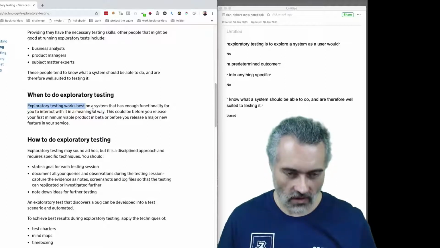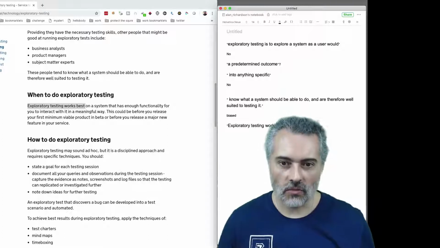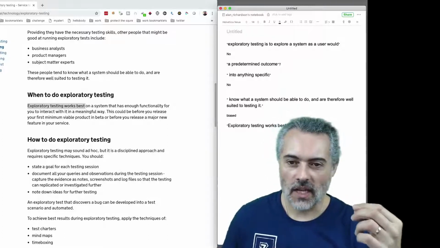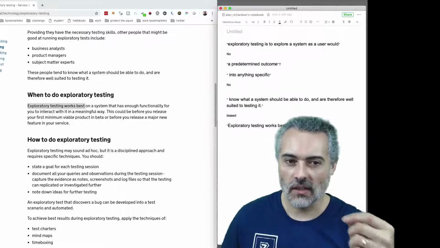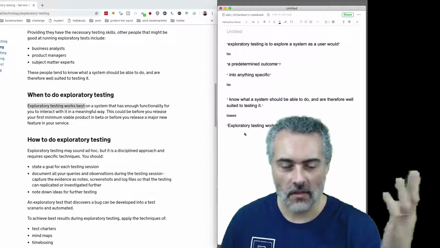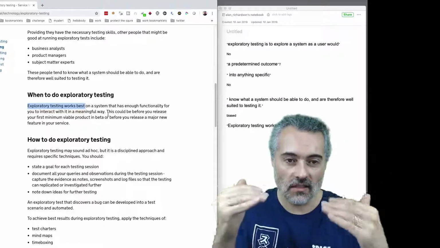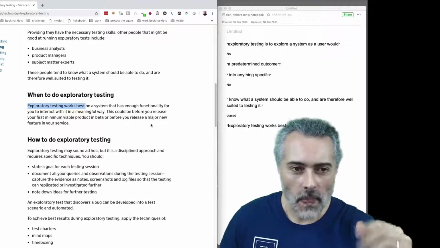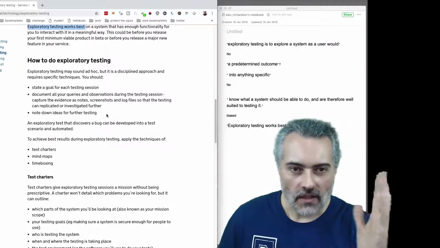Explorative testing works best in those areas. Exploratory testing works best on a system where you want to see whether it works functionally when the system has functionality that you can use. I mean, a lot of this is tautological for me. Like, it only makes sense in the sense that it's written. This could be before you release blah, blah, blah. How to do it. Okay, let's look at how to do it.